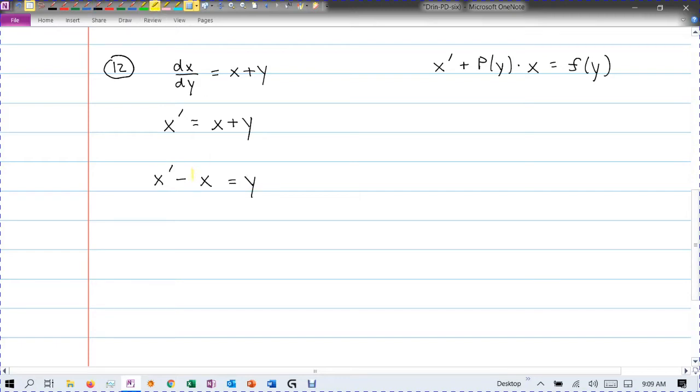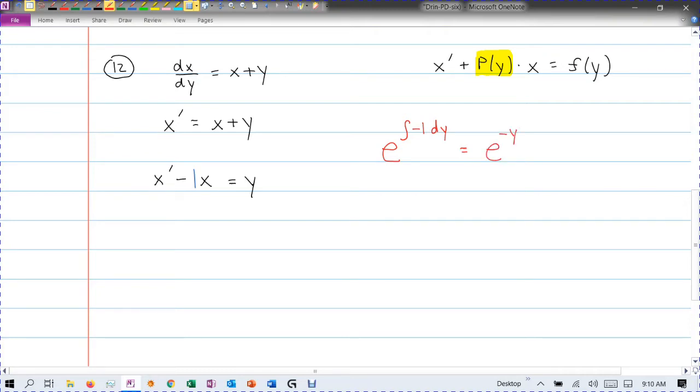And so you can see we match up really well. The thing to note is that this p of y here is a constant. It's actually negative 1 in front of the x, and then our function of y on the other side is just y. Okay, so we're ready to go here. We need an integrating factor, so we go e to the integral of -1 with respect to y, and that's just e to the -y.